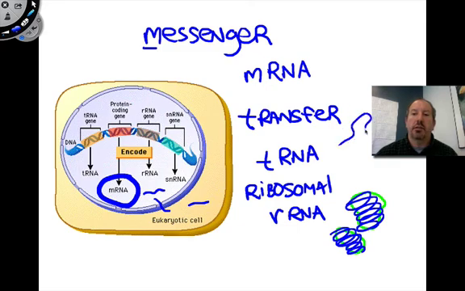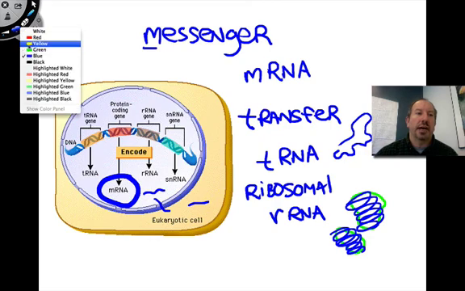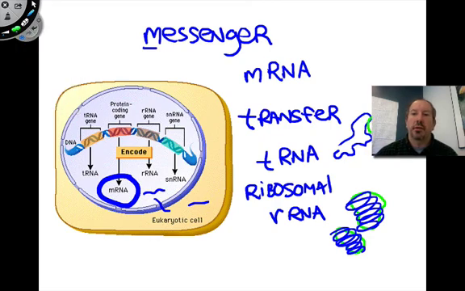Transfer RNA kind of looks funky like this, and it carries an amino acid with it, like that. And messenger RNA looks just like this, kind of linear, a straight line. These are the nitrogen bases sticking out. Here are the nitrogen bases.